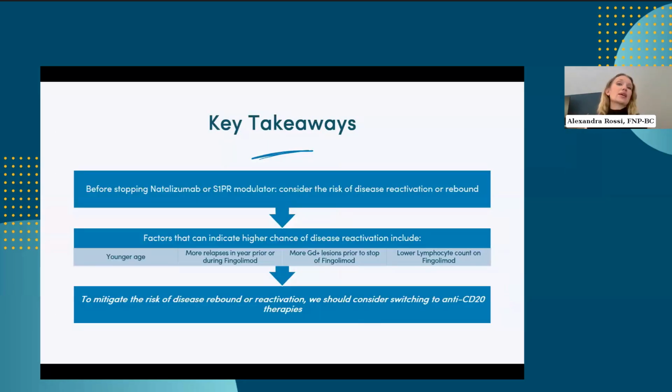And so as we take this all together, my key takeaways for you in this case is, before stopping an S1P or even natalizumab or Tysabri, please consider the risk of disease reactivation or rebound. There's a couple key factors that indicate higher chance of disease reactivation. So younger age, right? Oftentimes more aggressive disease with the younger age, as we saw in our charts. More relapses in the year prior, so you have a higher disease activity in the year prior or during fingolimod. Those with disease activity have a higher risk for rebound.